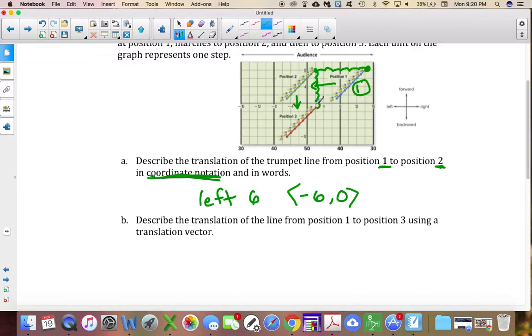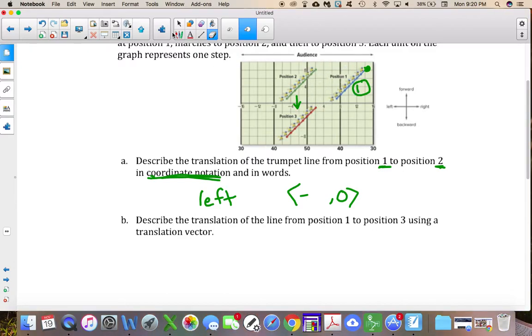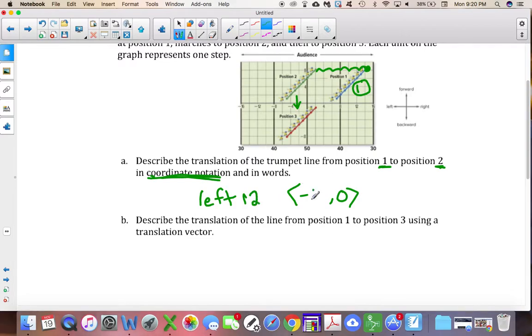Ah, we're going by 2s. Shoot, wrong. Not left 6. I think it's left 12. Let's check that again. So, let me go back again. Let's start over. Okay, so from here to here, this is 2, 4, 6, 8, 10, 12. So he's left 12. Okay, so all I have to do is just change that.